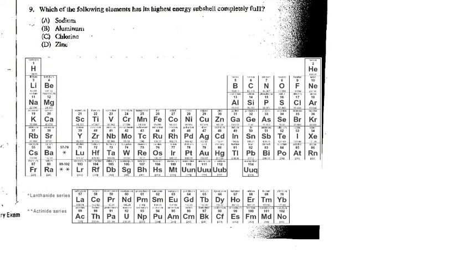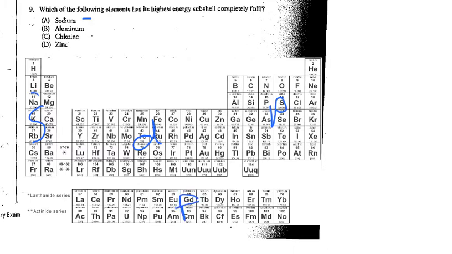Number 9 wants to know which of the following elements has its highest energy subshell completely full. So let's see, remember that this is the S subshell area, this is the D subshell area, the P and the F. So let's look at sodium.